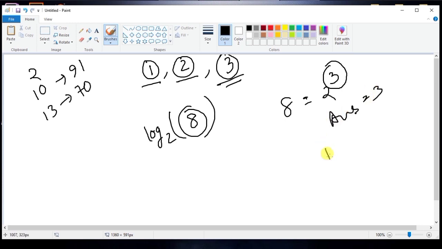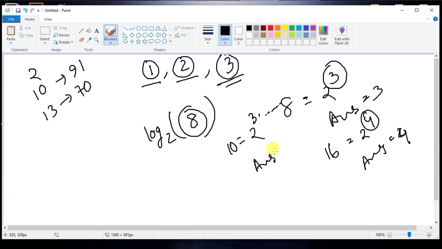Okay. If I give you 16, then it's actually 2 to the power 4, then the answer will be 4. But if I give you 10, it will count like 2 to the power 3 point something. As it gets typecasted, it will give us an answer of 3 actually. So this is basically how it works.